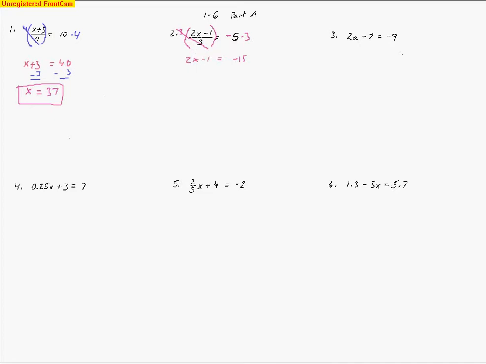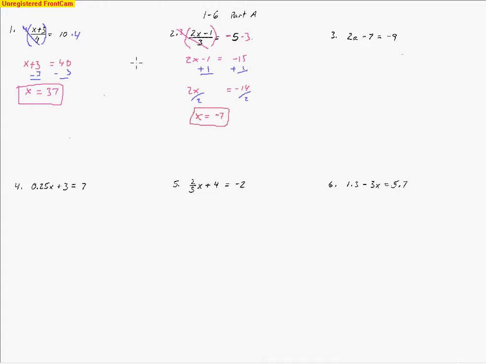So my next step is to now undo this subtraction. I'm going to add 1 to both sides because I want to isolate x. And so I do that by adding 1. I'm left with 2x equals negative 14. So I have another step here. I'm going to divide by 2, and that leaves me with x equals negative 7.